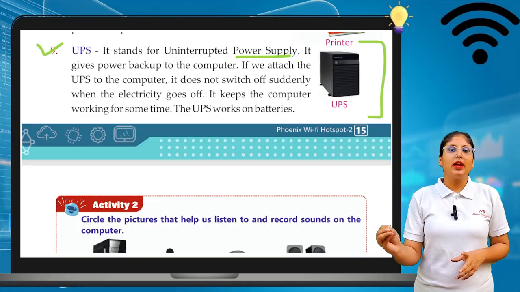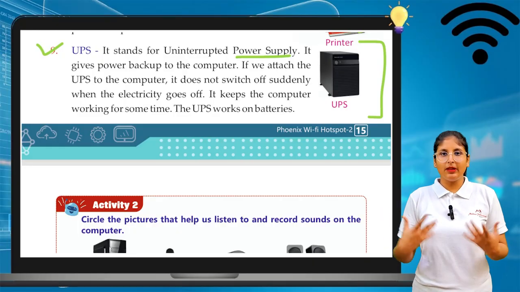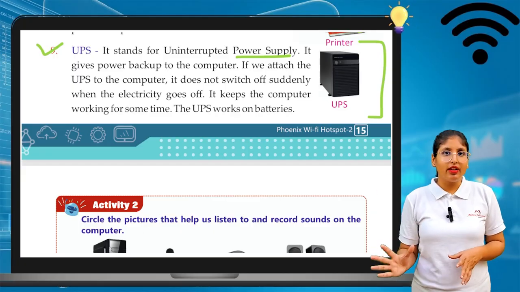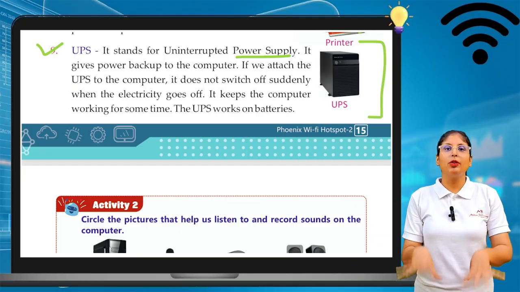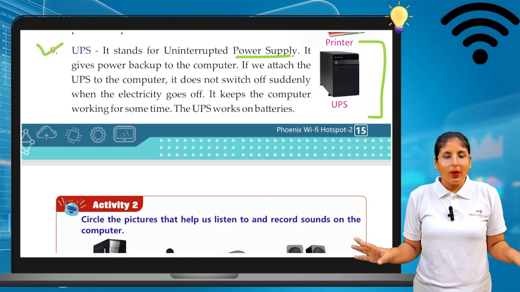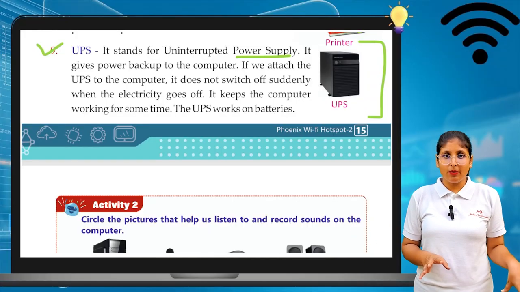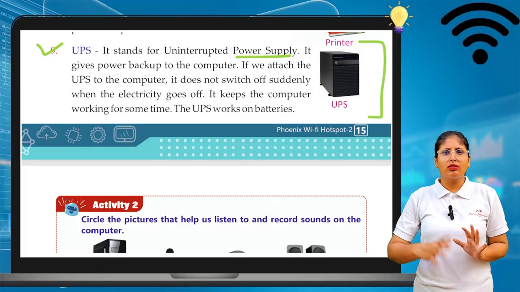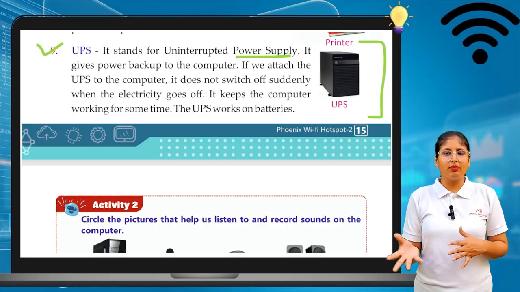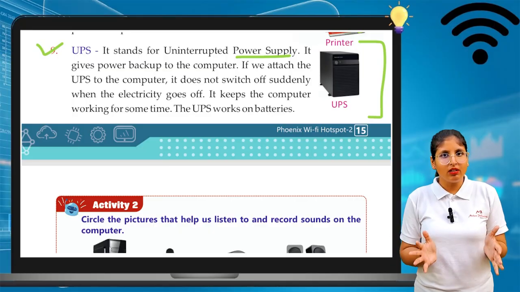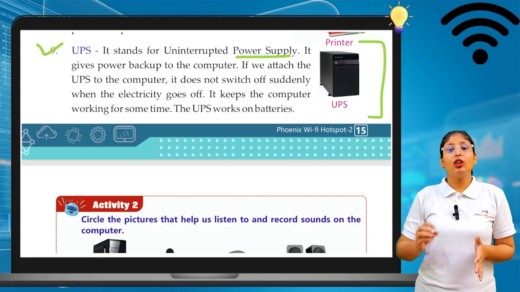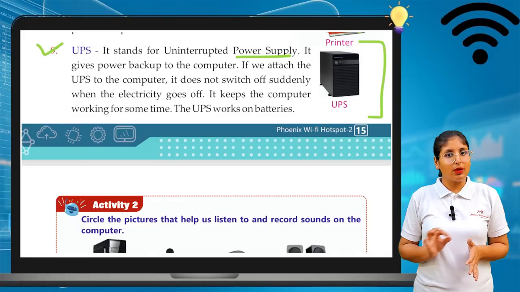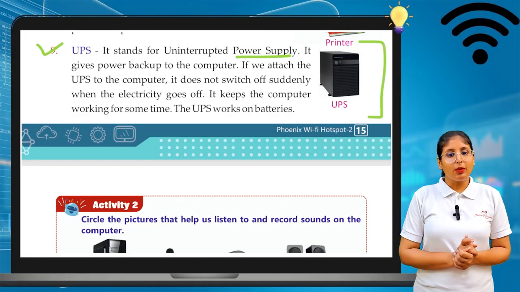The work of the UPS is, for example, like I am recording this video, and now the electricity is gone. If the UPS is not there, my computer is automatically switched off. But if the UPS is connected with my computer, then even if the electricity is gone, my computer keeps working for some minutes, depending on the capacity of the UPS. So it does not switch off automatically when the electricity goes, and it keeps the computer working for some time.